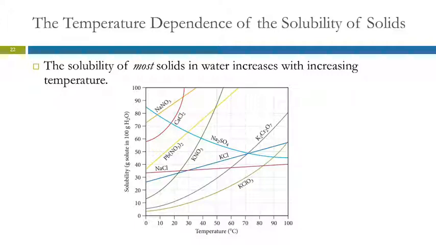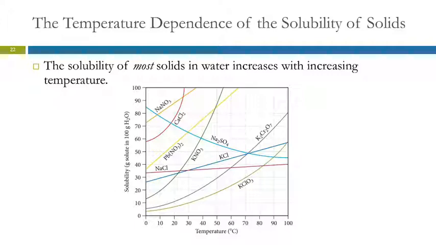Some substances, though, have a large temperature dependence. So here for potassium nitrate, down here it's like 12, 13 maybe. And at 55 degrees, it's 100 grams per 100 grams. So you can dissolve an equal amount of potassium nitrate in water, and it will dissolve.